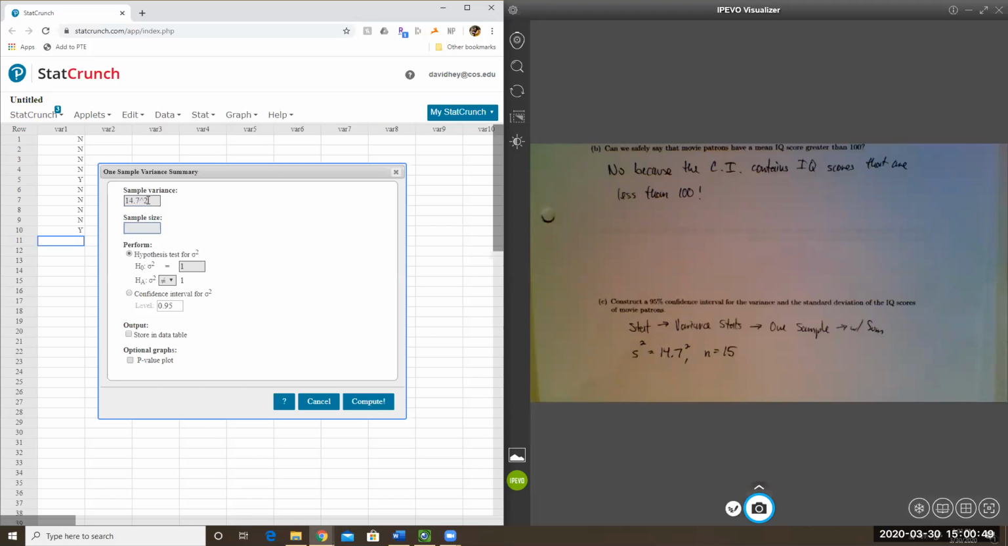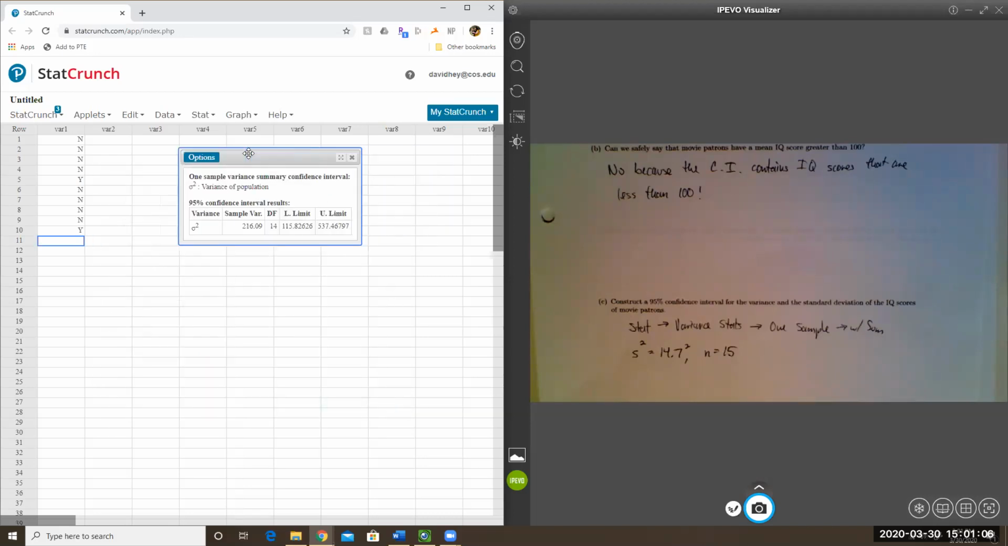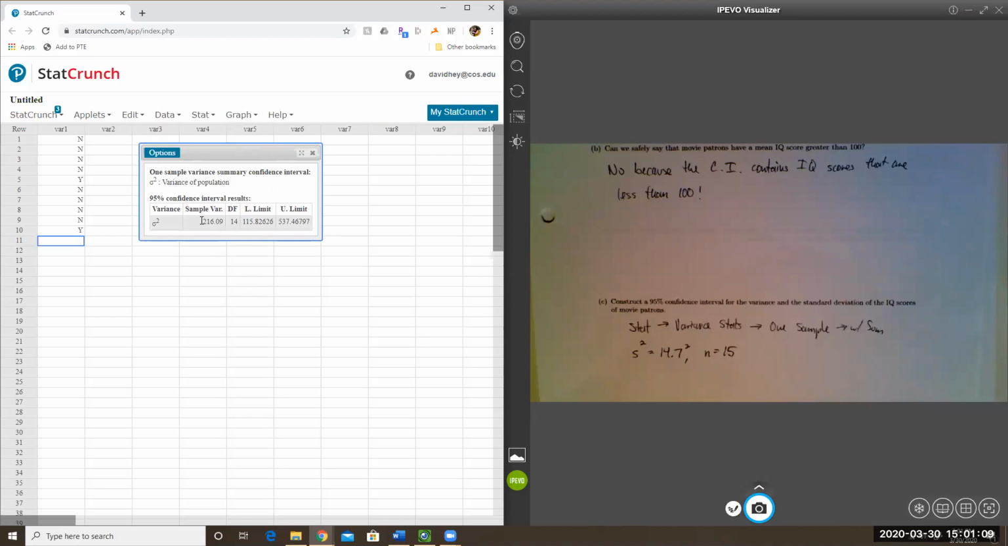Again, if you're confused by it, just put 14.7 squared into your calculator and put that number in here instead. Now the sample size is 15. We want a 95% confidence interval. So I hit compute, and there it is. You see that they actually do that computation, 14.7 squared, 216.09. So they do the computation for you. Here are our lower and upper bounds for our confidence interval. This is a confidence interval for the variance, sigma squared.